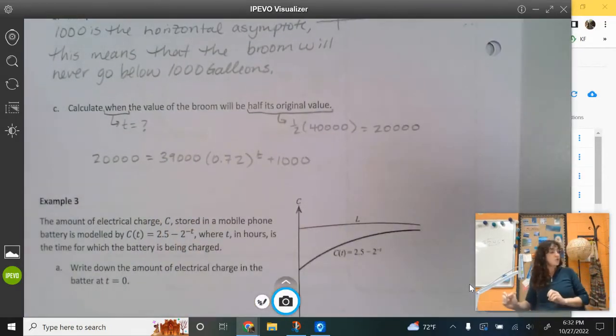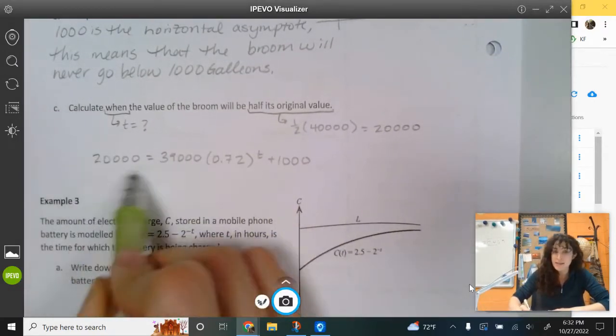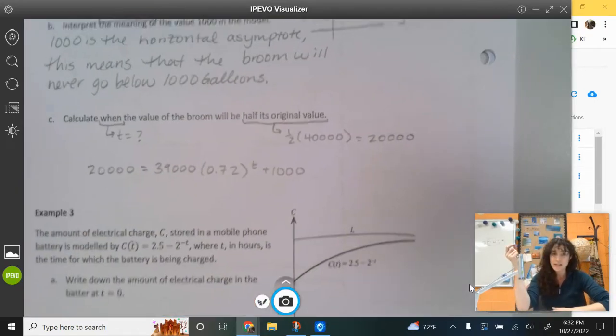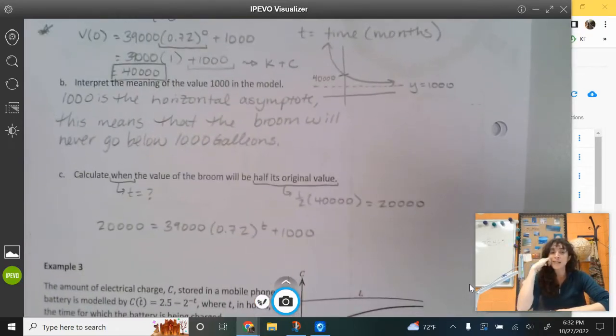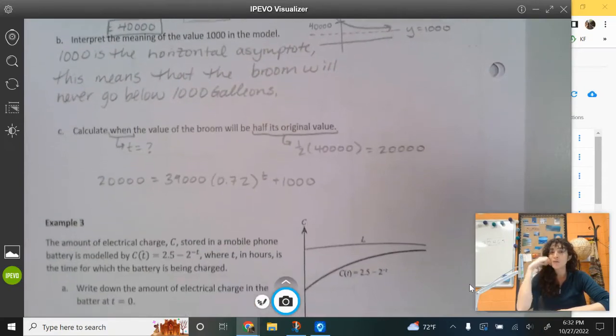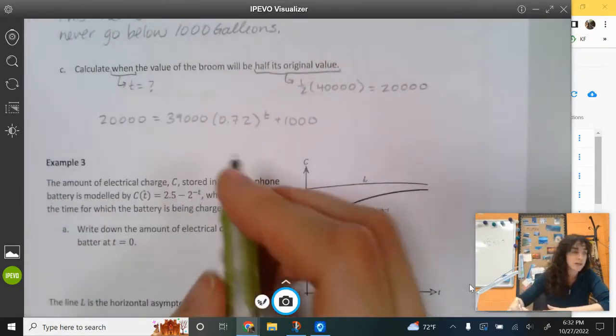Now here's where you could use numerical solve. If you don't have numerical solve, you could also graph it, set this equal to y, set this equal to y, and find when it's equal. Use some of your context here to help you determine the window to be able to find that intersection. That's always the key.